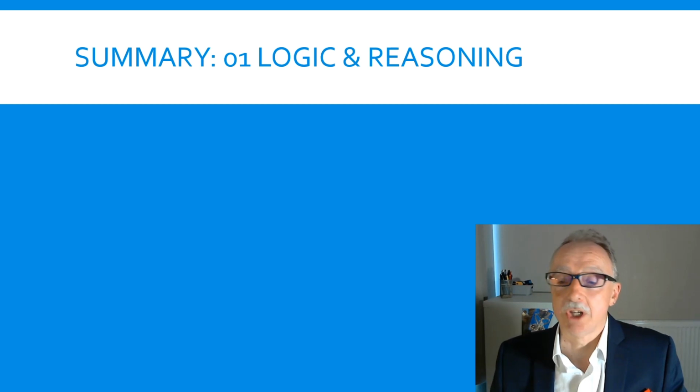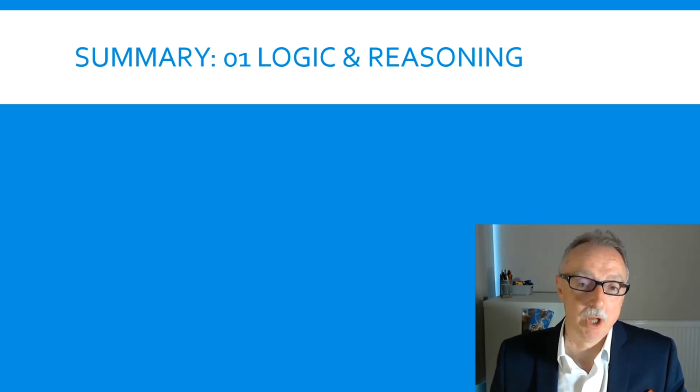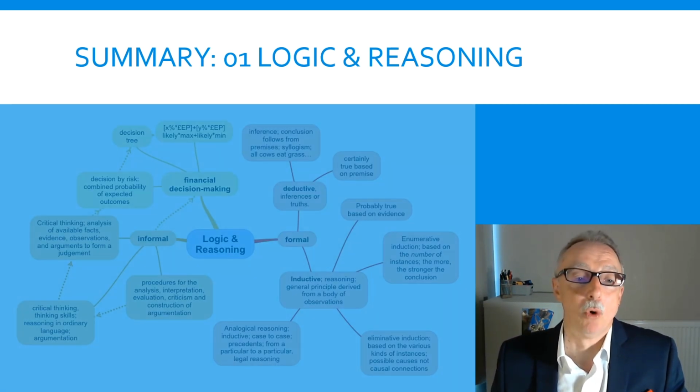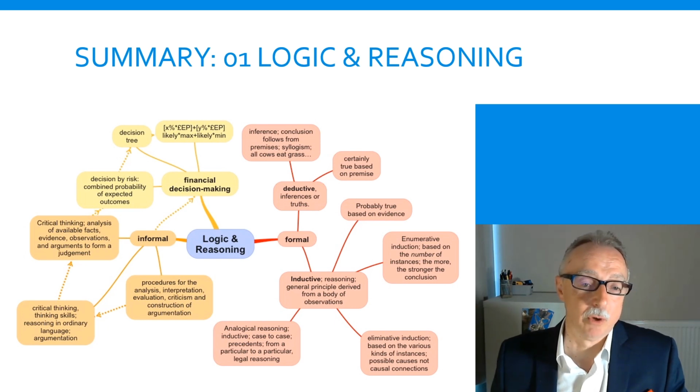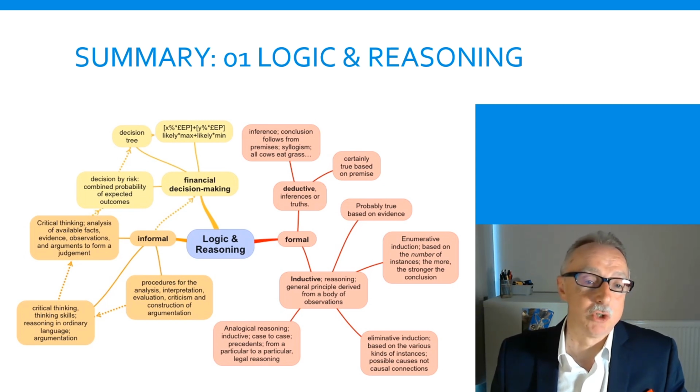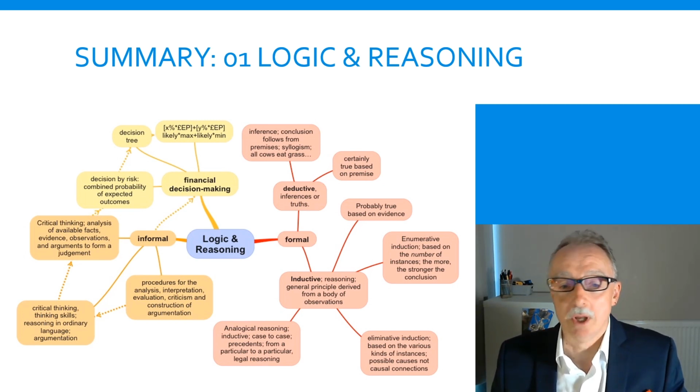So, a quick summary then of logic and reasoning. If you were thinking of undertaking this as part of your studies, or indeed you just want to do a bit of research to know a little bit more, you can see that it covers the following key topics. There's formal logic and there's informal logic. And then in the informal logic area, there are clearly the very practical things like financial decision making and methodologies. But essentially, that is what logic and reasoning is all about.